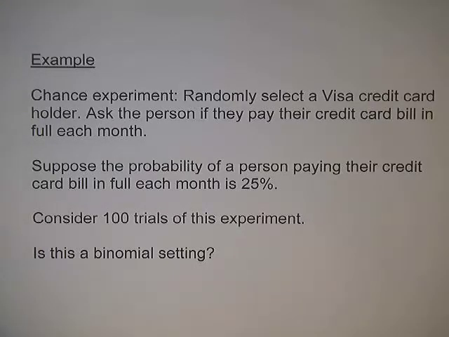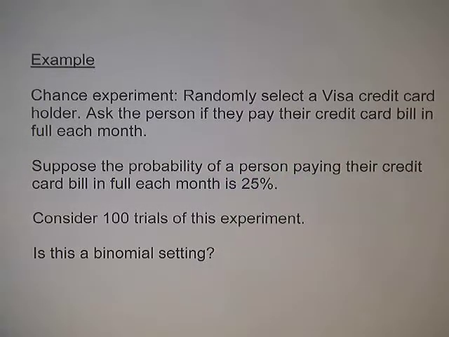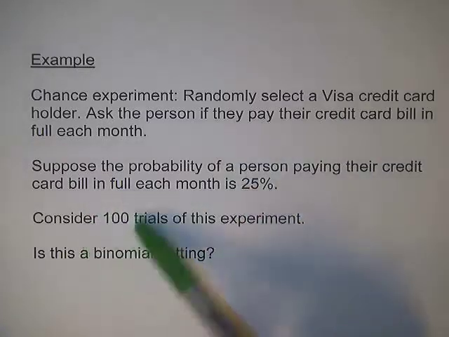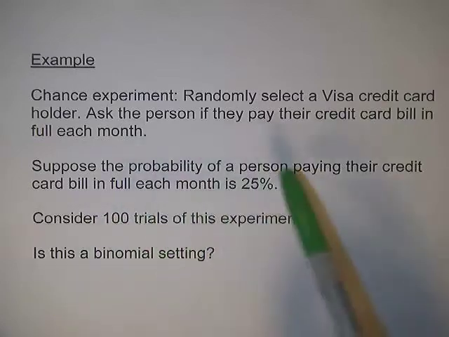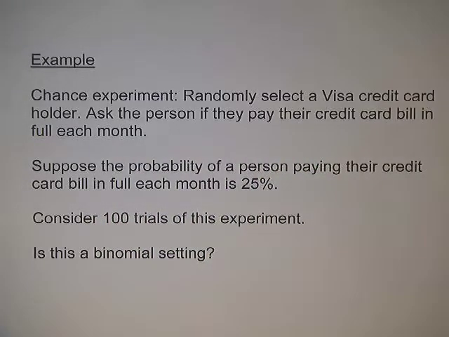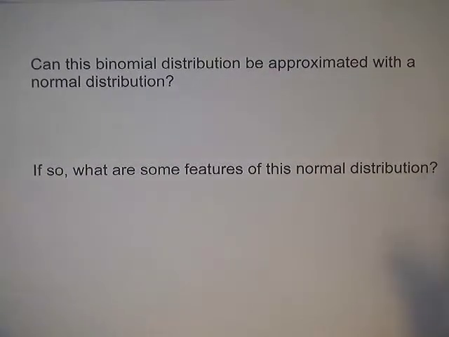So I would say trials are independent here. Third, the probability of outcomes does not change, so we're going to assume that 25% is the probability for all the trials. The variable of interest is the number of successes. Let's count how many people pay their bill in full. Out of 100, we want to know how many pay their bill in full. So it is a binomial distribution because those four outcomes were met.